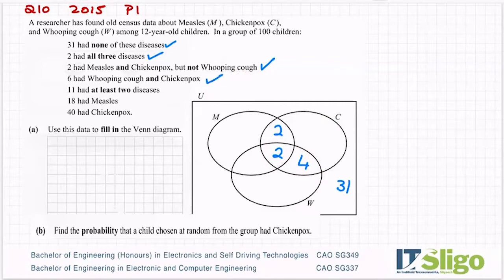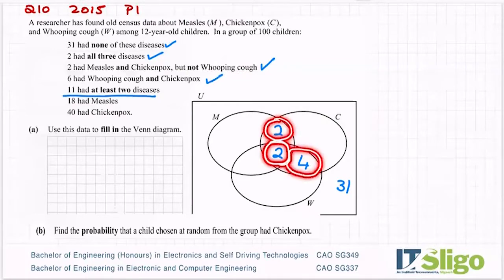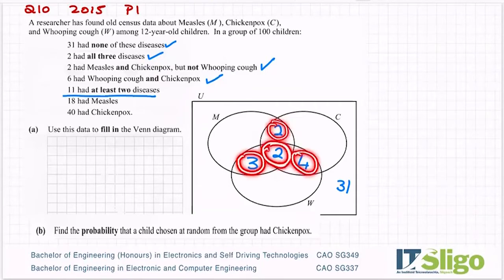Okay, 11 had at least 2 diseases. So at least 2 is this area. It is also this area because that's 3 diseases, and 3 diseases is at least 2. So they have to all add up to 11. So I have 4, 5, 6, 7, 8. So 3 is going to go in here. So you can see now I have 4 and 3 and 2. 9 people had 2 diseases and these 2 had 3 diseases. So that's 11 having at least 2 diseases.